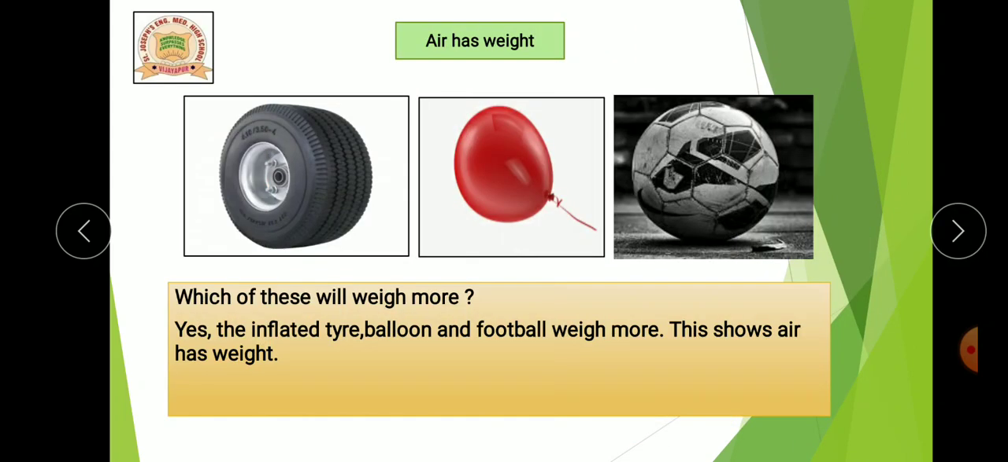Next is air has weight. Which of these will weigh more? The tire, the balloon and the football. Yes, the inflated tire, balloon and football weigh more. This shows air has weight. It means all these, the tire, balloon and football, are filled with air and they weigh more.